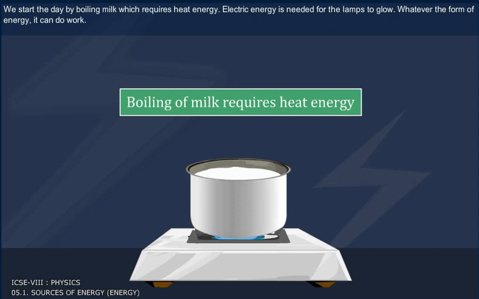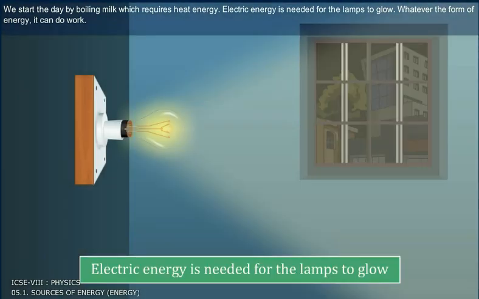We start the day by boiling milk, which requires heat energy. Electric energy is needed for the lamps to glow. Whatever the form of energy, it can do work.